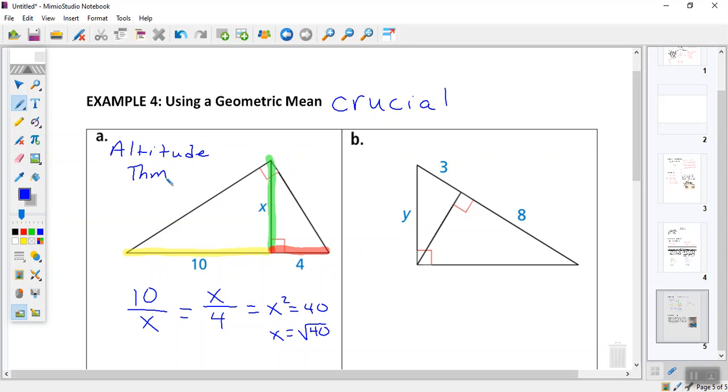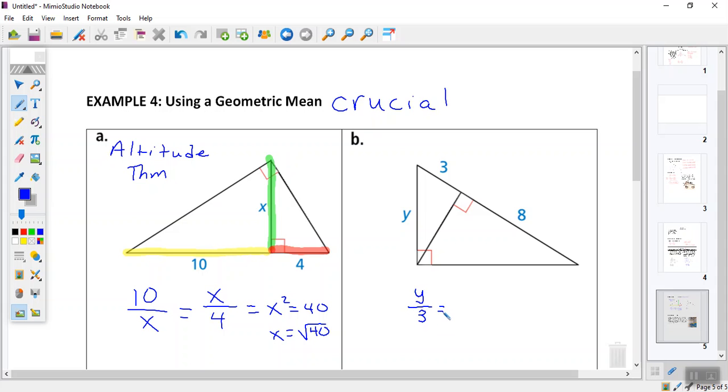Okay, now over here, what's unknown? The leg. Think big triangle. Is that y an altitude or is that y a leg? Leg. Okay, so here's how this one sets up. Let's just do it this way. Let's go y is to what here, kids? So y is to 3.